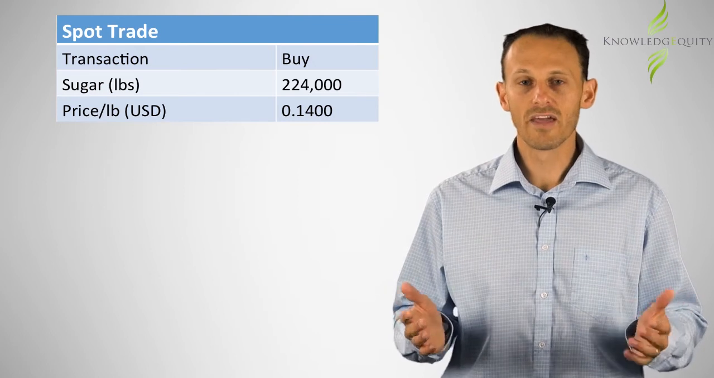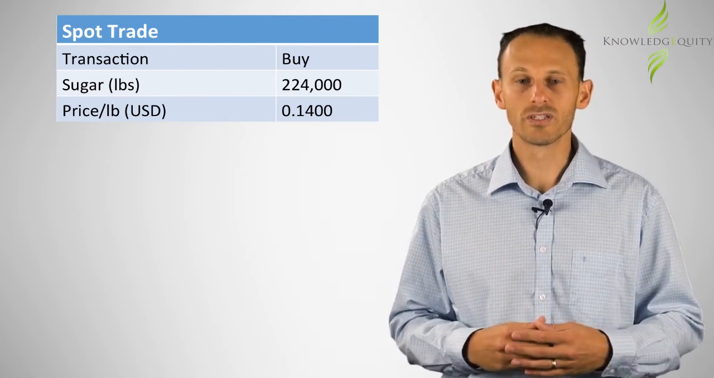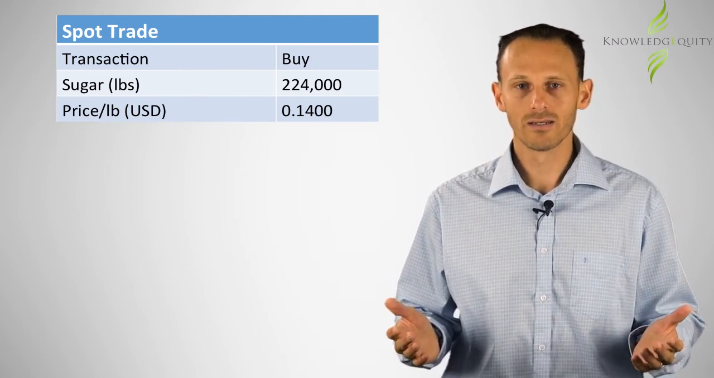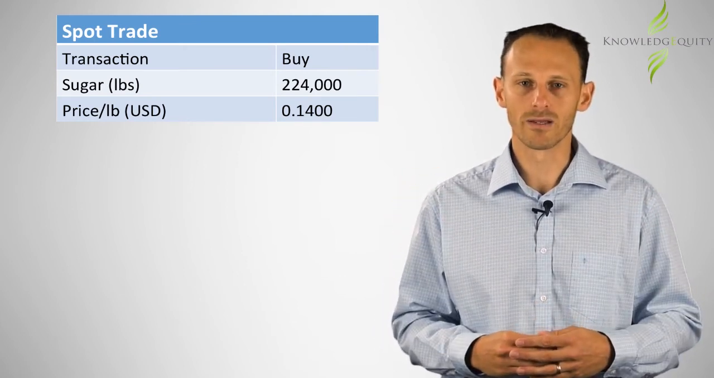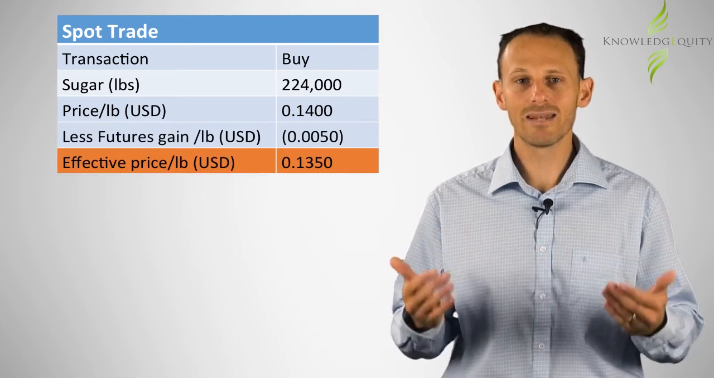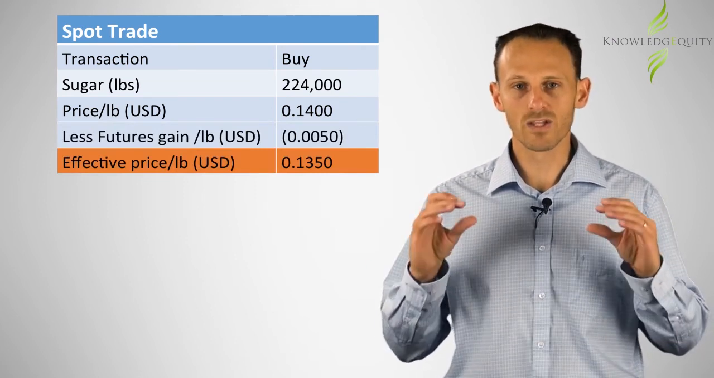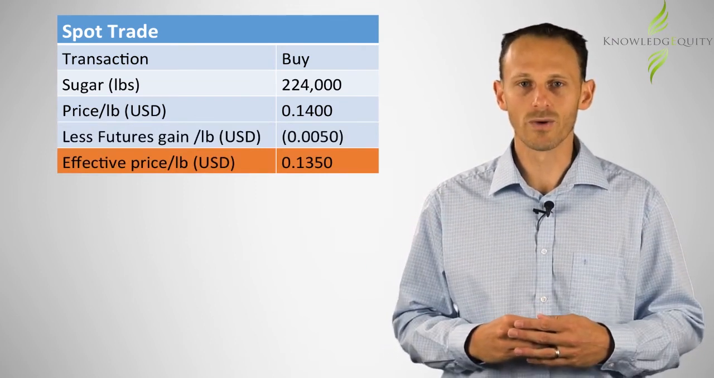These funds are then used to offset the actual purchase of sugar on the spot market, which would be at the higher price of 14 US cents per pound, bringing the net purchase price back to the original 13.5 US cents per pound. Effectively, the chocolate manufacturer has closely aligned its purchase price, volume, and date with the futures contract, reducing its commodity price risk.